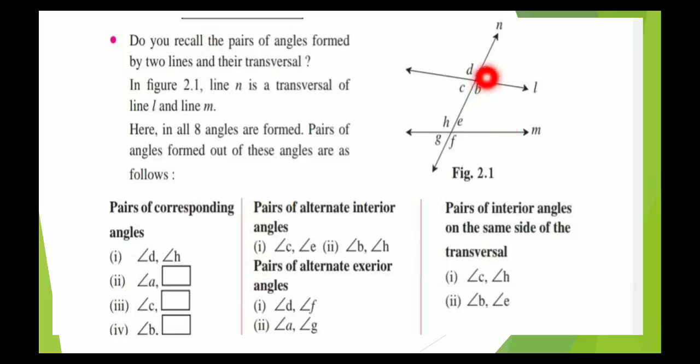Line N is a transversal of line L and line M. In all, 8 angles are formed. Pairs of angles formed out of these angles are as follows. Pairs of corresponding angles: angle D and angle H. Corresponding angles, okay, angle D and angle H.